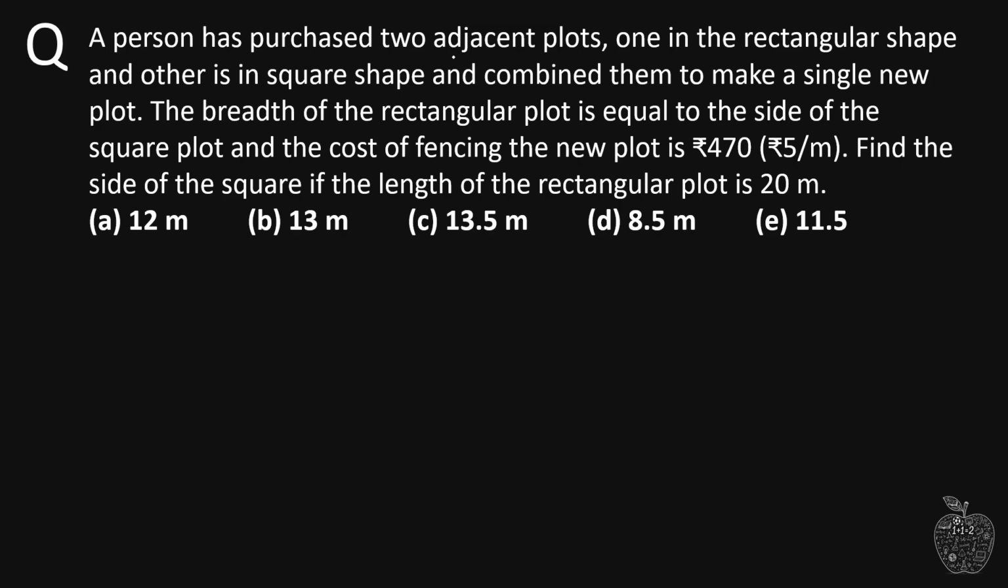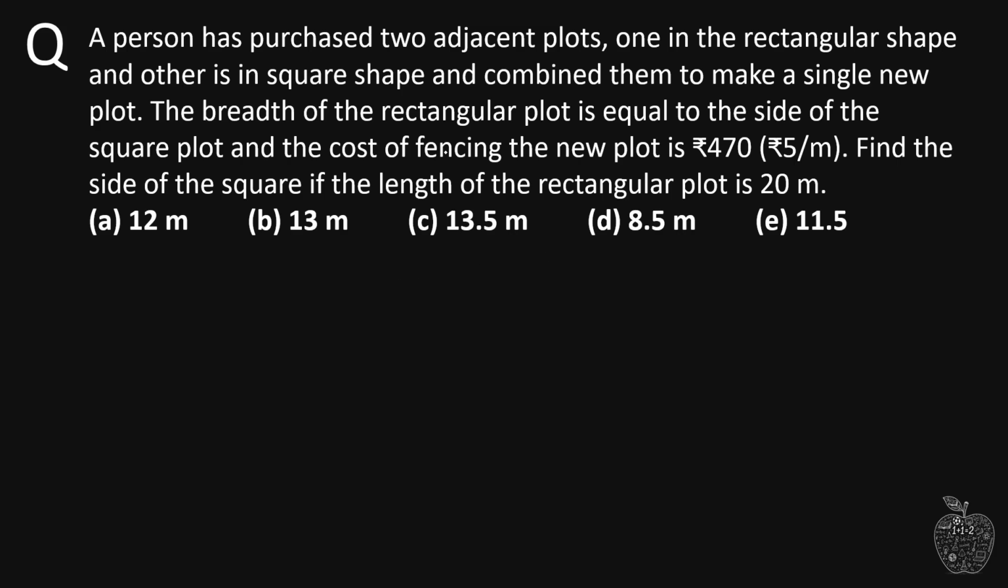A person has purchased two adjacent plots. One is rectangular in shape and the other is square, and he combined them both to make a single new plot. The breadth of the rectangular plot is equal to the side of the square plot, and the cost of fencing the new plot is 470 rupees, which is 5 rupees per meter. Find the side of the square if the length of the rectangular plot is 20 meters.